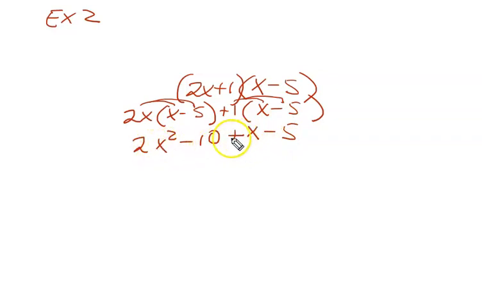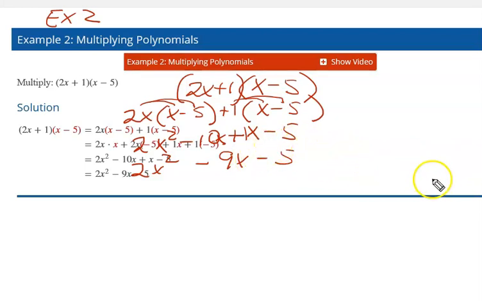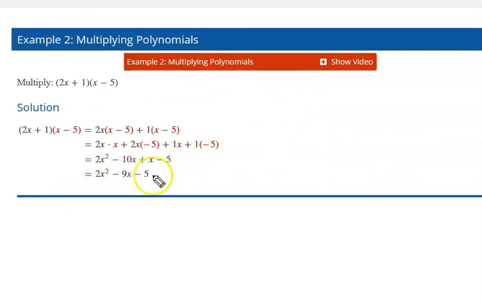Now we have like terms in the middle. I forgot to put the x there. All right, that's better. So this is going to be 2x². Now a -10 and a positive 1x gives me a -9x minus 5. And checking our work here, we see 2x² minus 9x minus 5 is what we have. So this one checks out. Again, take good notes, double check your work, be careful of the signs.